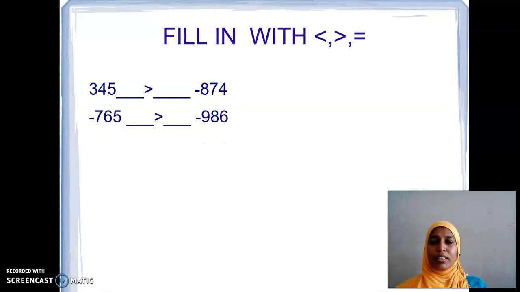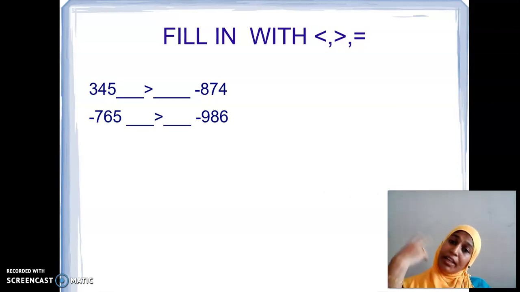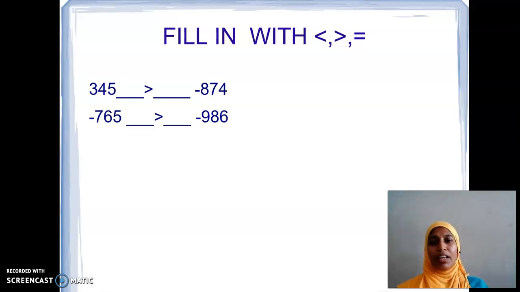The next one is minus 765 and minus 986. Now we compare two negative integers. Now, the bigger the negative number, the smaller it is. So minus 765 is greater than minus 986.